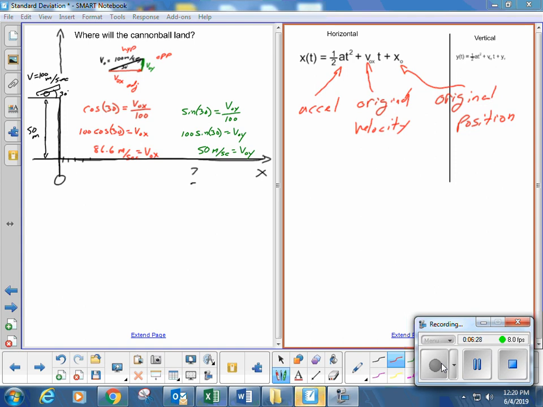All right. So I'm calling this the x function because I'm talking about how it's going to move left and right. The variable here will be time. We'll measure that in seconds. So it's x as a function of time equals 1/2. That's part of my equation. The acceleration in the x direction.